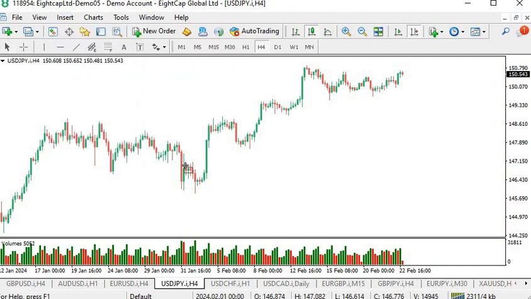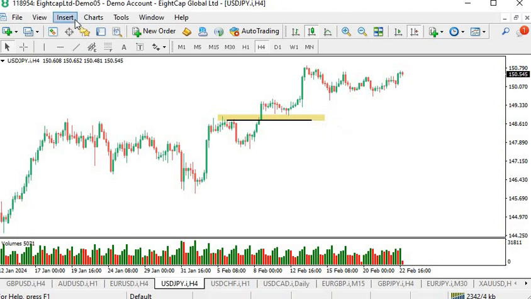Okay, so this was a resistance point, as you can see, and this point was meant to hold the market from moving upward, but it didn't. The market broke this point, and once it broke it, you can see this resistance point is now acting as a support.